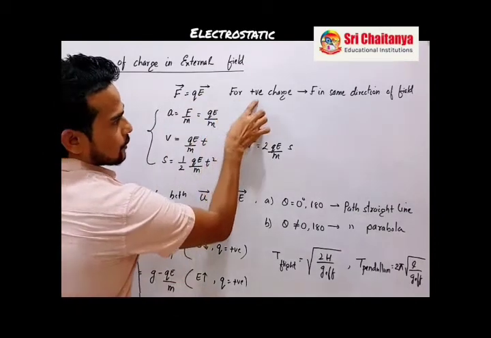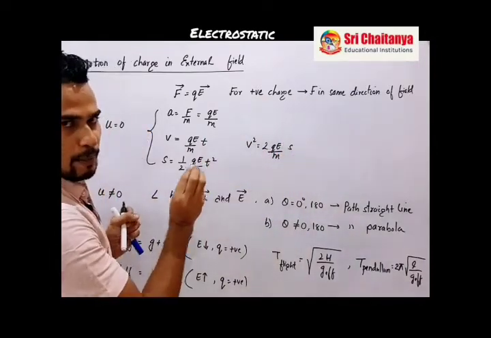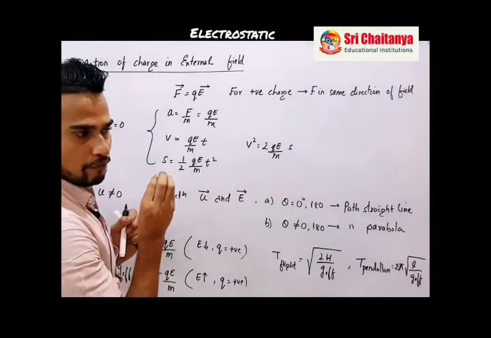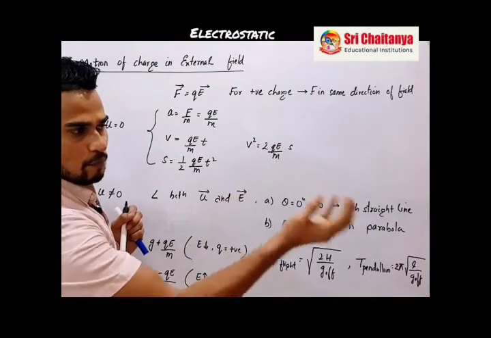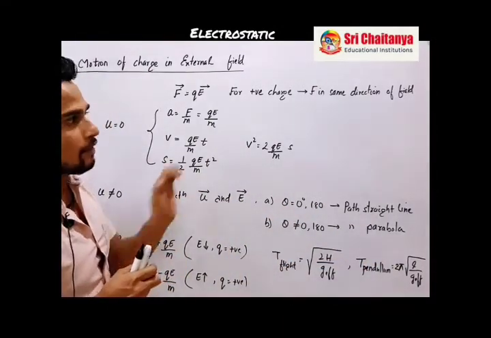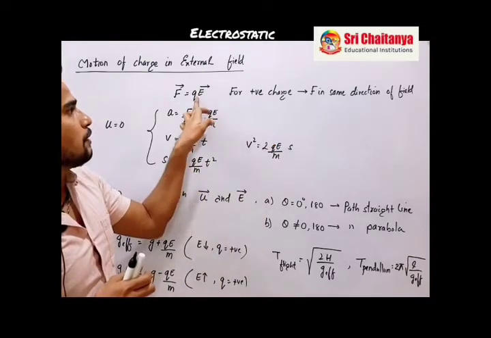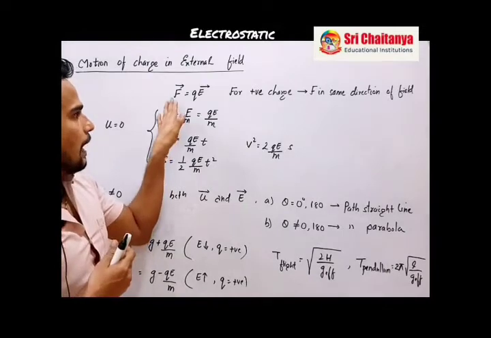That is, for positive charge, force will act in the same direction of field. For example, if a proton is there and the field is along the positive x-axis, the proton will move towards the positive x-axis. But for a negative charge, the force due to the field will be opposite to the field.